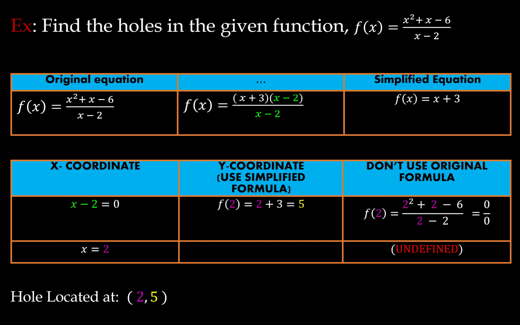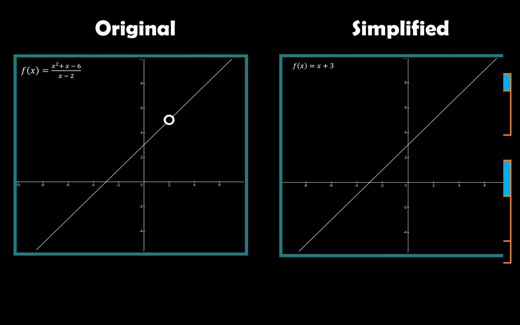Now let's inspect the graph. They're exactly the same except that the original equation has a hole in it, and that hole is located at 2, 5.